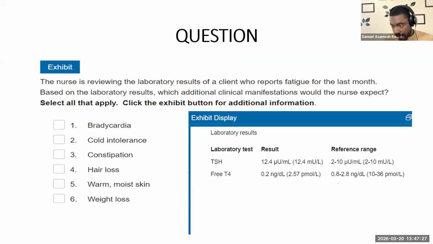Which one won't you pick as an answer? Weight loss. The first one. Instead of warm, what would you have expected? Cold. And then instead of moist, dry skin. Guys, is it difficult?